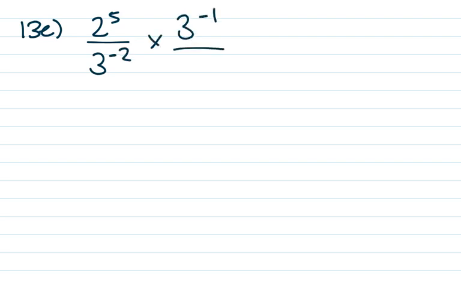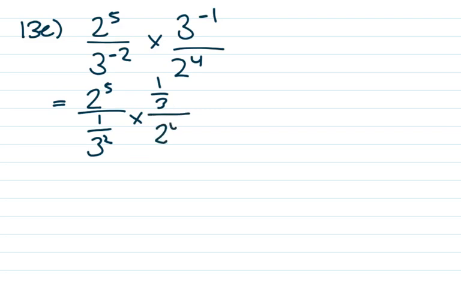All right, number 13e. 2 to the power of 5 divided by 3 to the power of negative 2 times 3 to the power of negative 1 divided by 2 to the power of 4. So get rid of those negative exponents. 2 to the power of 5 divided by 1 over 3 squared times 1 over 3 divided by 2 to the power of 4. Now in order to divide with a fraction, I need to multiply by the reciprocal.